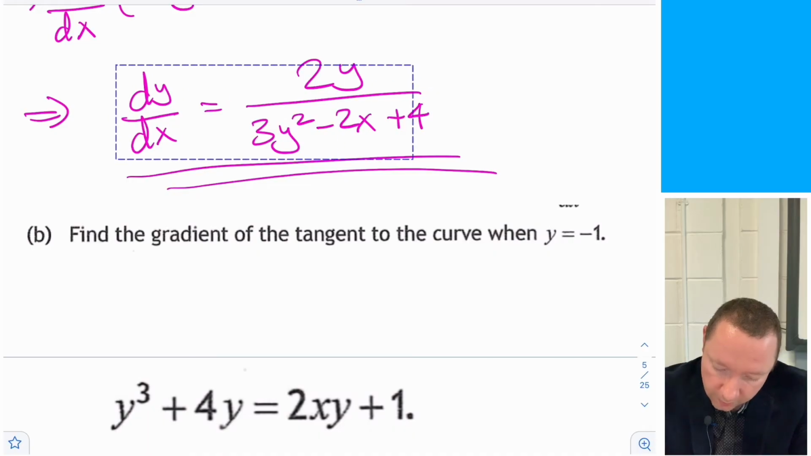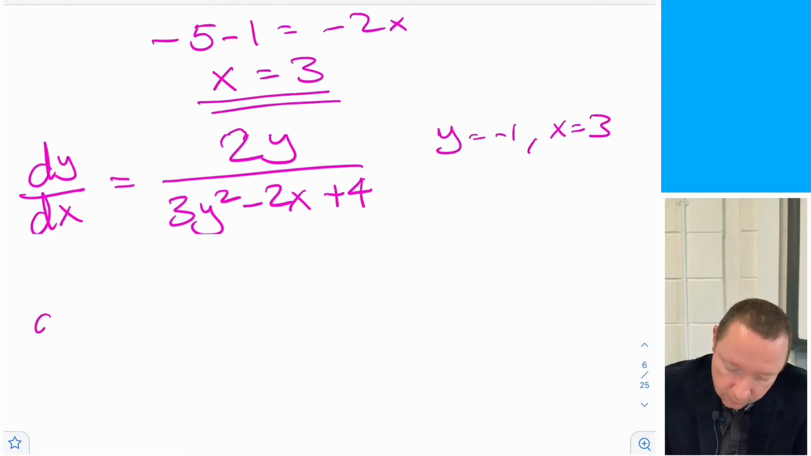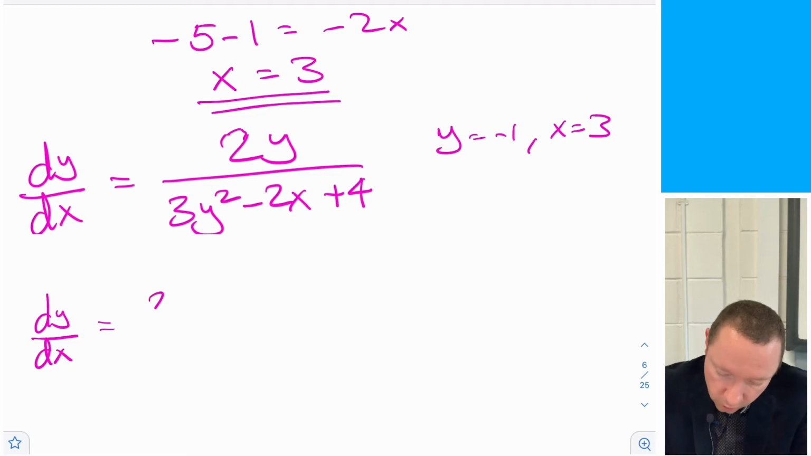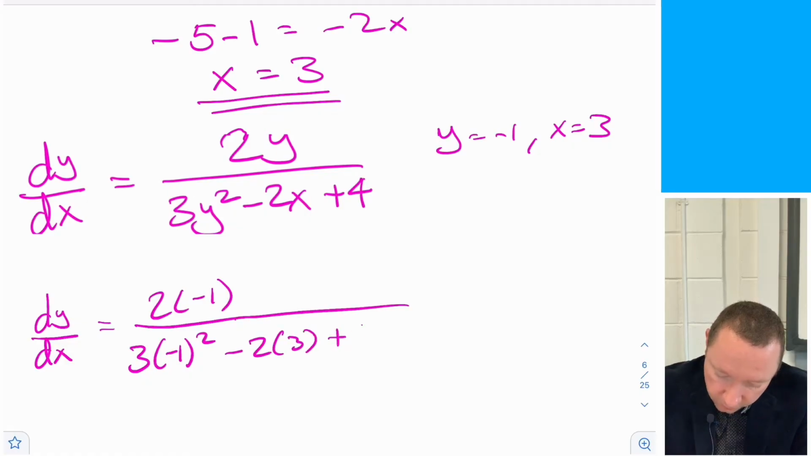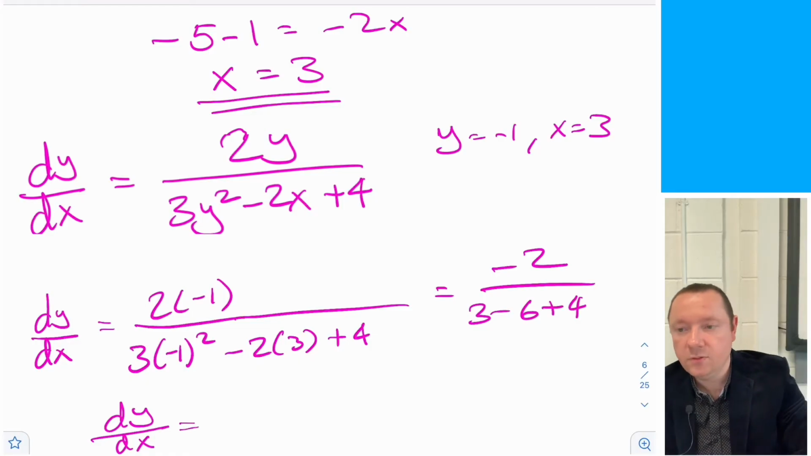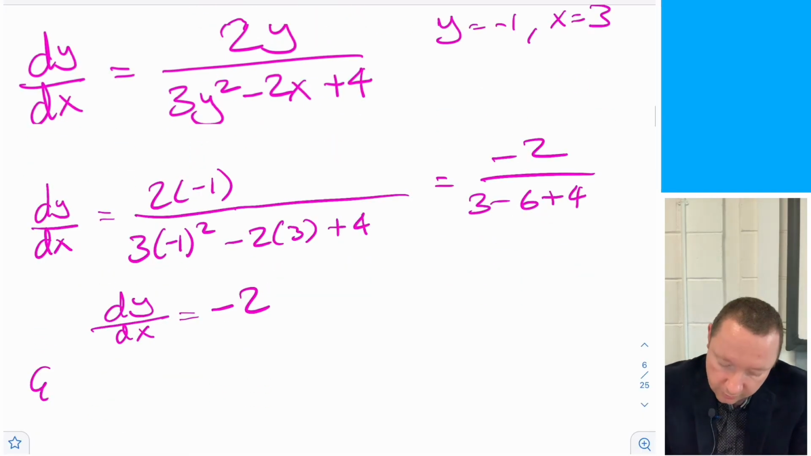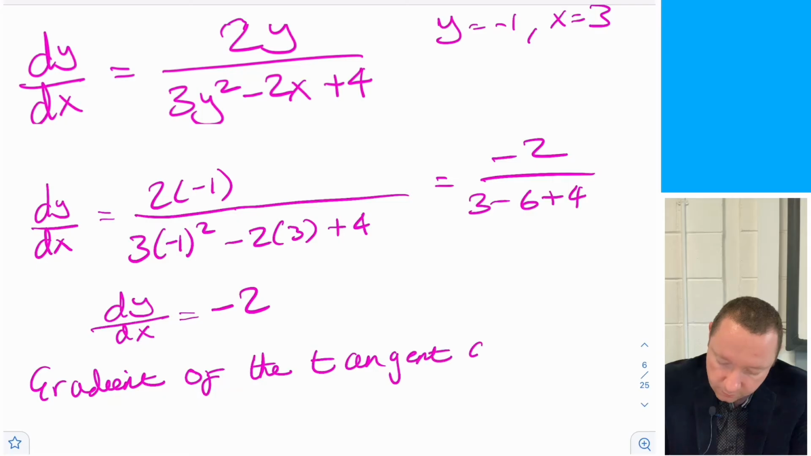So using the dy by dx now. So there's our dy by dx. y equals minus 1, x equals 3. dy by dx equals 2 times minus 1 over 3 times minus 1 squared minus 2 times 3 plus 4. That's minus 2 over 3 take away 6 plus 4. So 3 take away 6 is minus 3, plus 4 is 1. So dy by dx equals minus 2. So the gradient of the tangent at y equals minus 1 is minus 2.